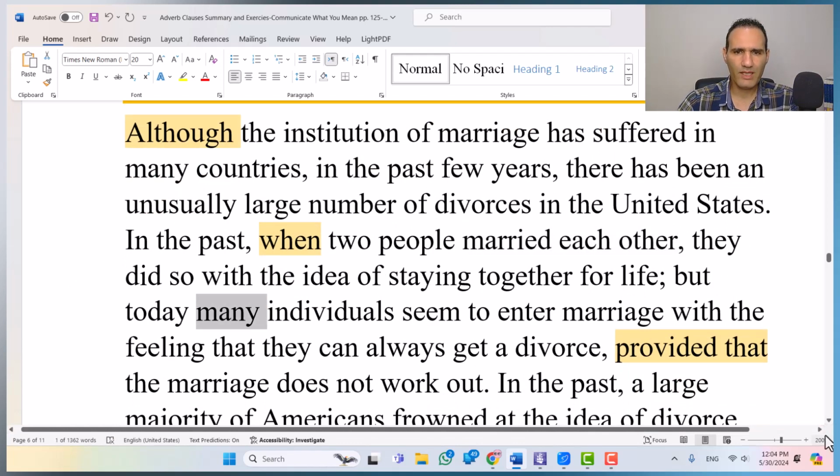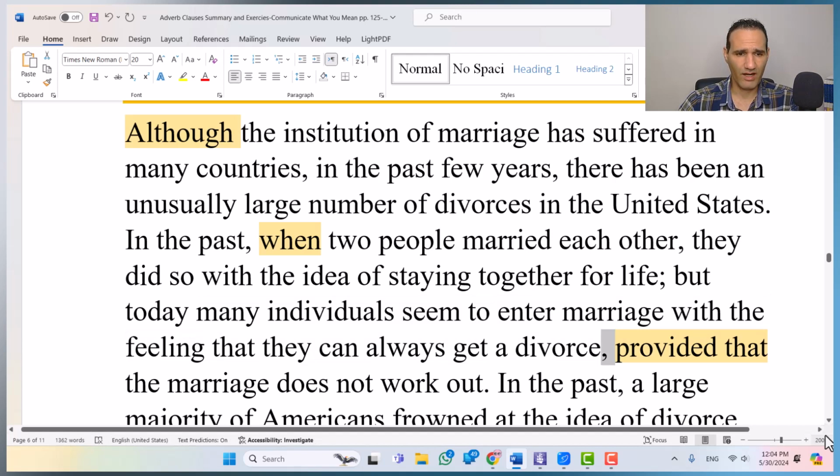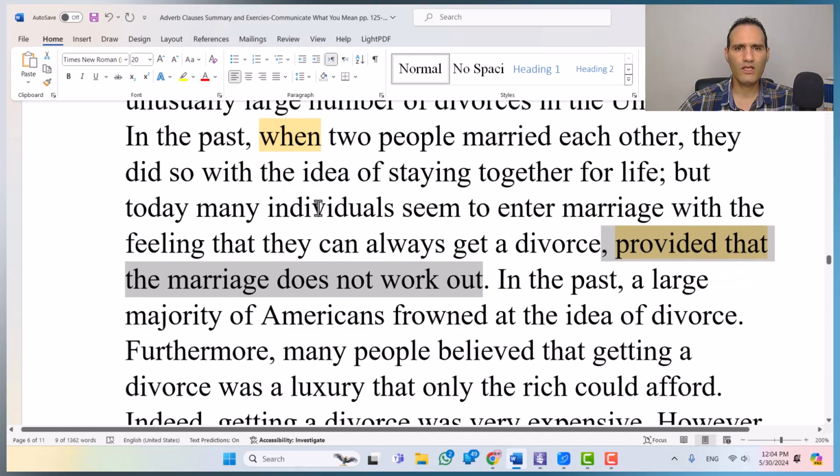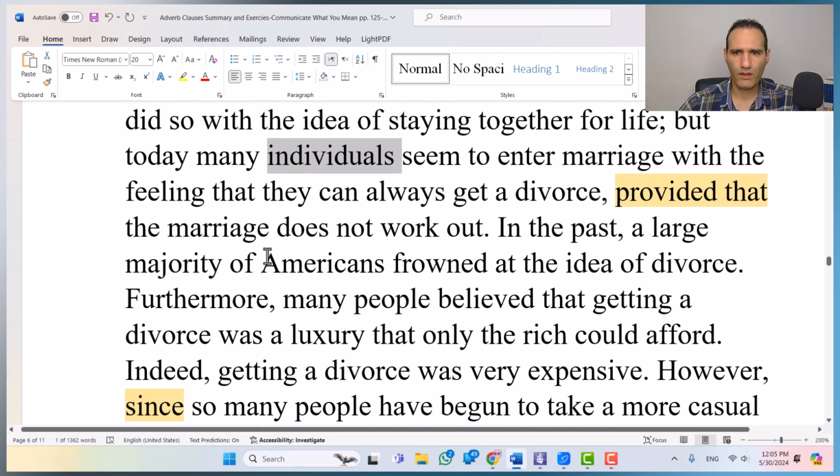But today, many individuals seem to enter marriage with the feeling that they can always get a divorce, provided that the marriage does not work out. Provided that, if. So it is adverb clause of condition. Just one point here for you guys. Individuals. Instead of repeating the word people, many people seem, many individuals seem. Enter marriage. Enter marriage. Beautiful.